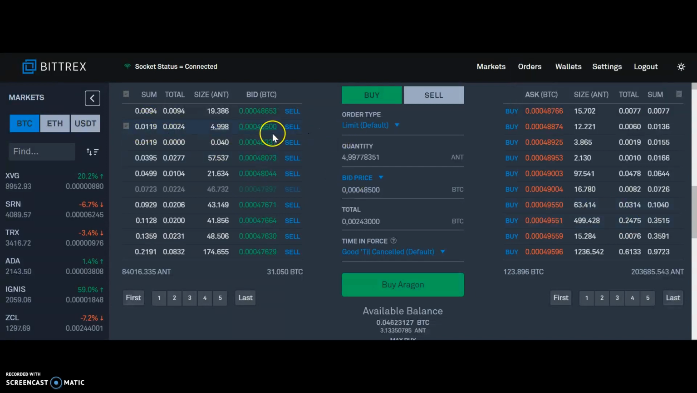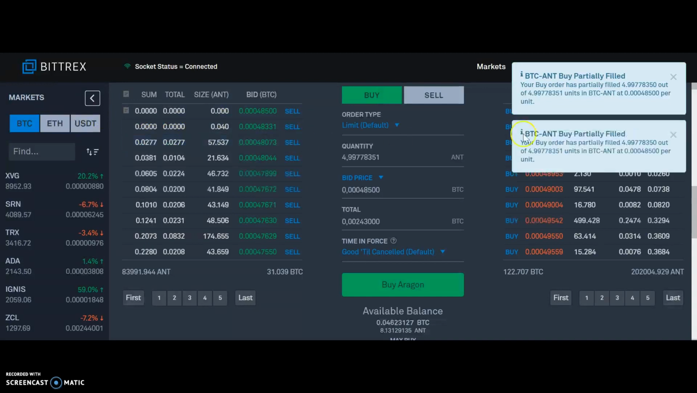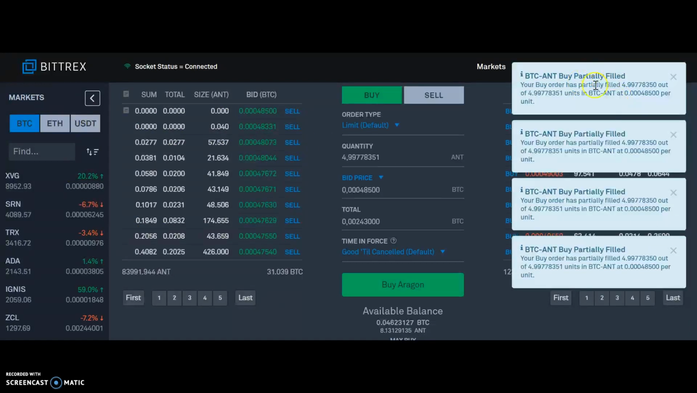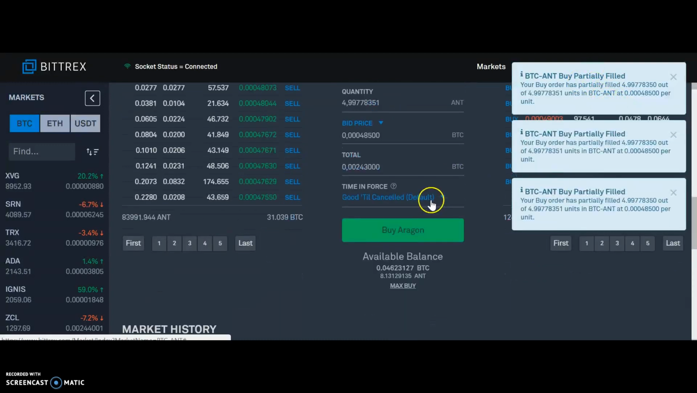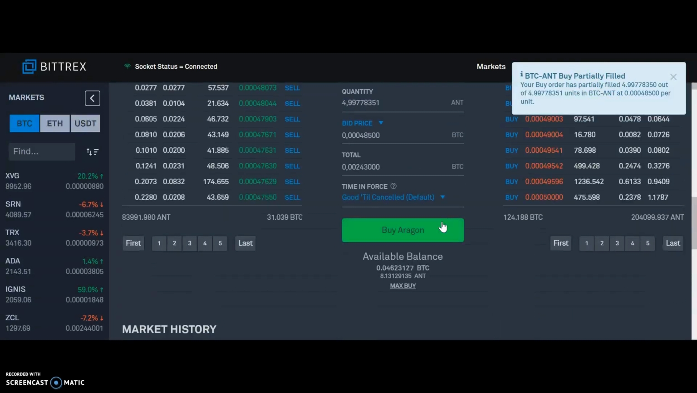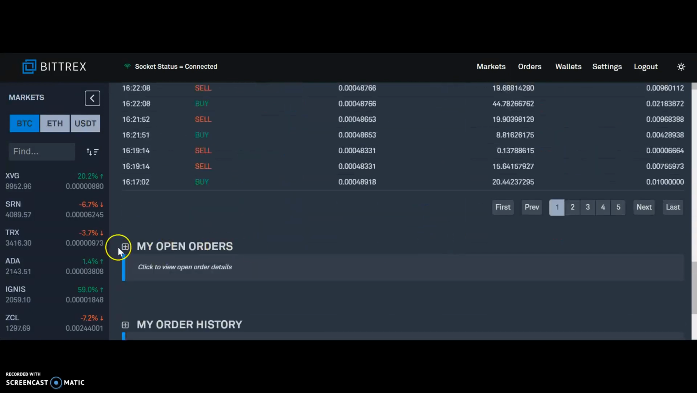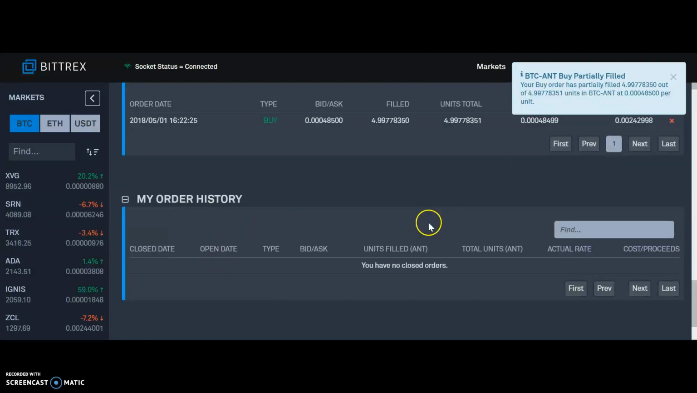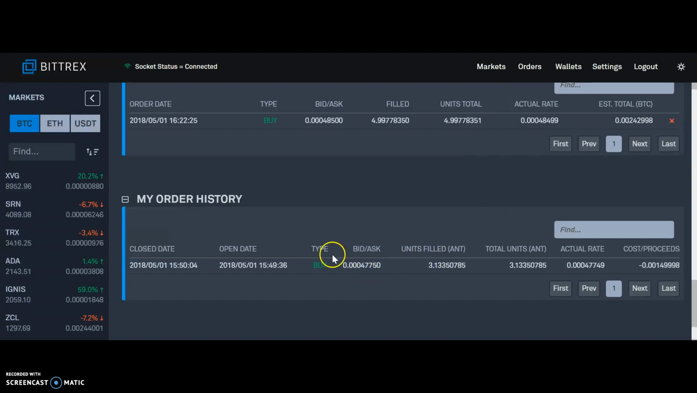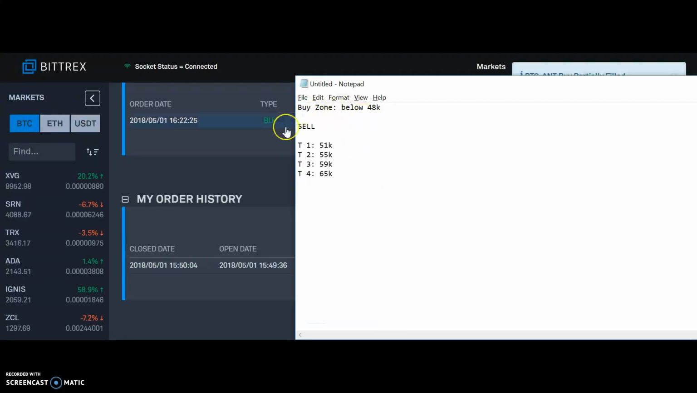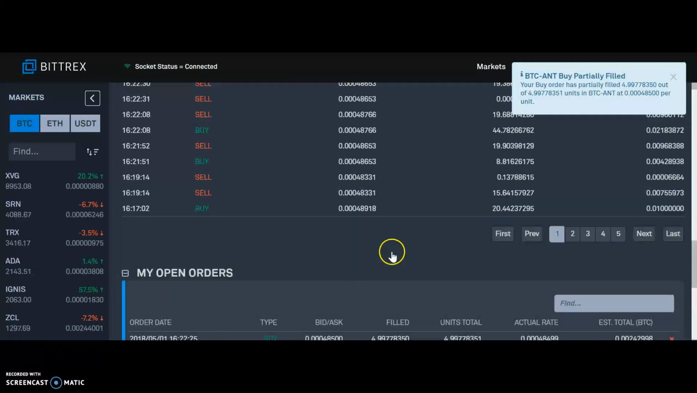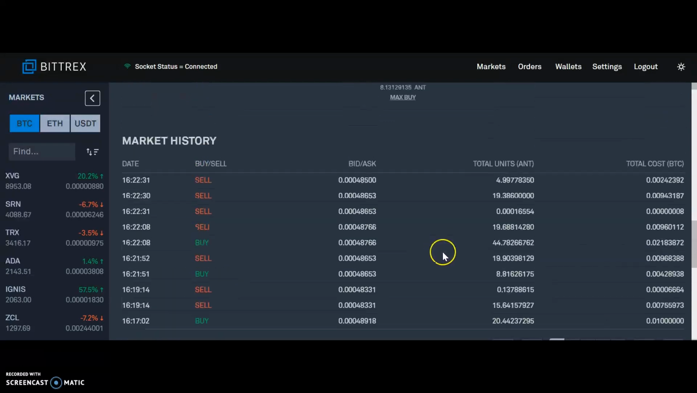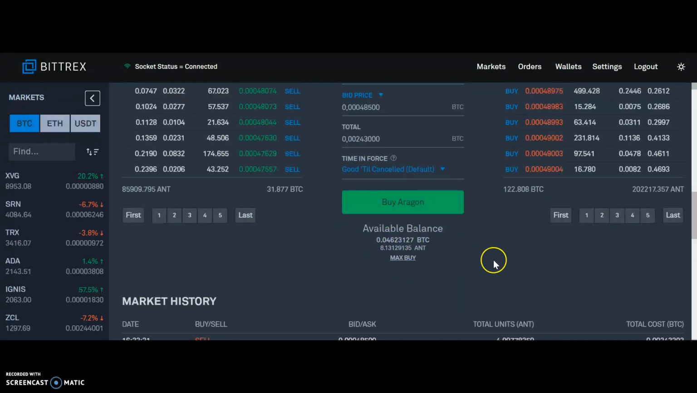You can see already I've gone into second place. There's my order. Okay, it got partially filled. Okay, so now somebody's filling my order. Somebody's buying that. And let's just see if it's been filled completely. I think it has. Let me just check. All right, so it's still being filled. Check my order history over here. You can see that that's what I purchased earlier on today, and I actually got it below 48K, which is basically what I wanted. And so this other order is being partially filled, right? So that's how much ANT I've got at the moment.